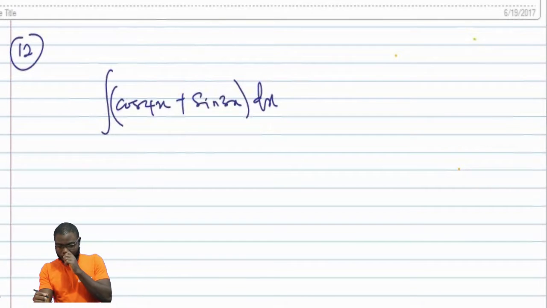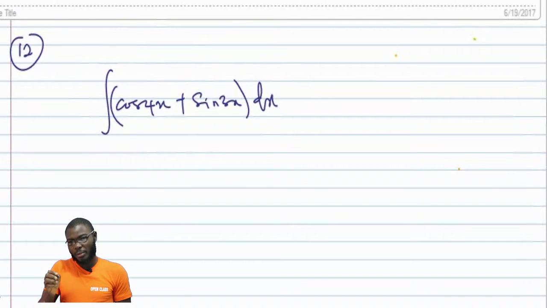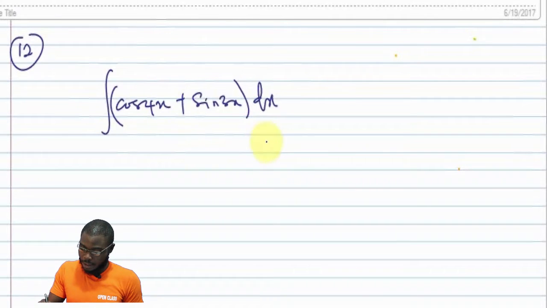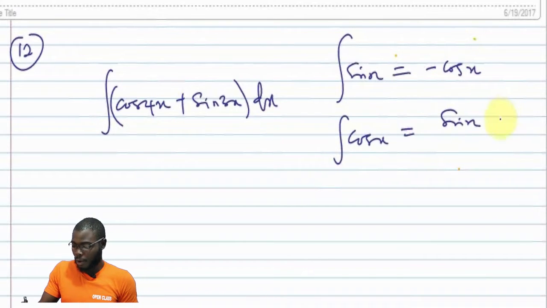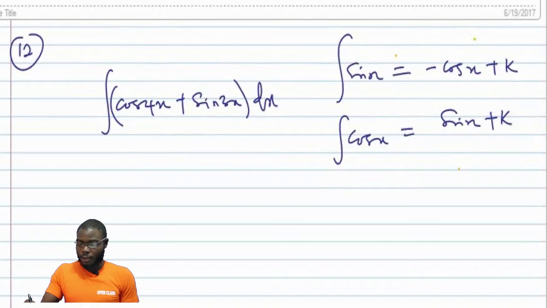All right, so earlier on we solved a question on integration, maybe question number 1 or so. This is the integration of trigonometric functions. What you need to know is that when you integrate sine x, you get minus cos x, and when you integrate cos x, you get sine x. Let's put the arbitrary constants. These are the facts that you need to know.